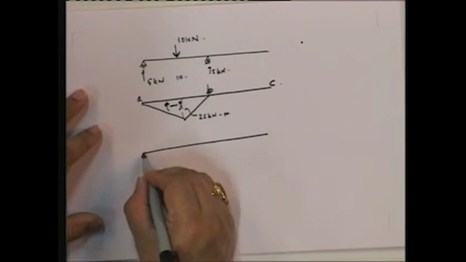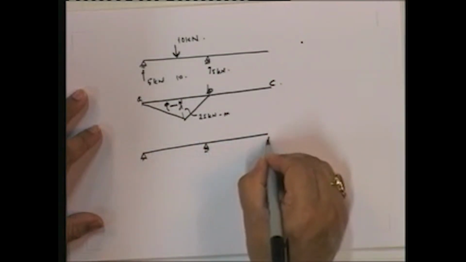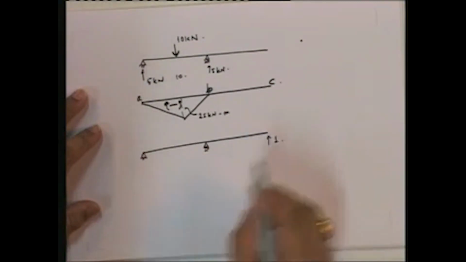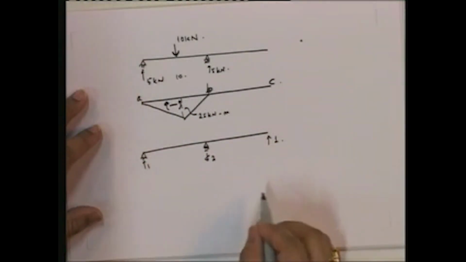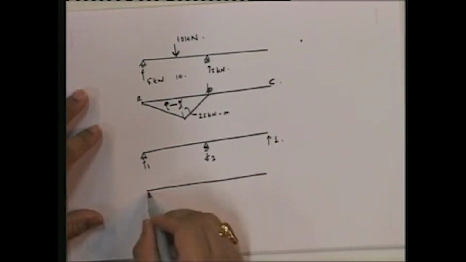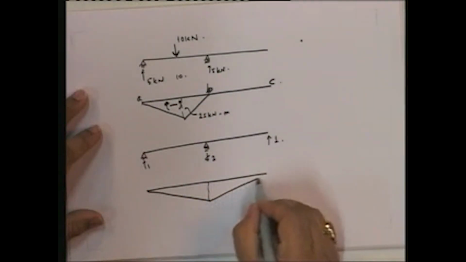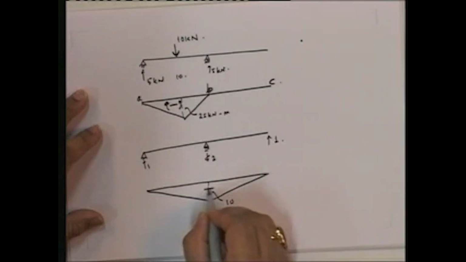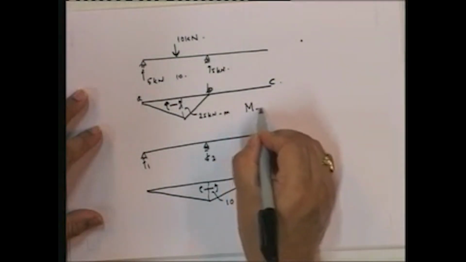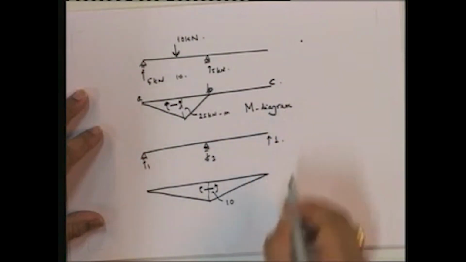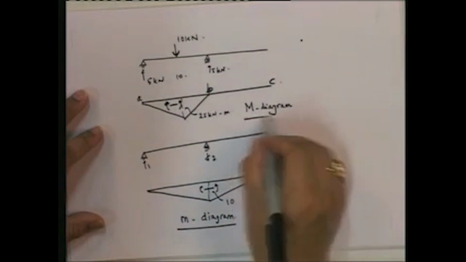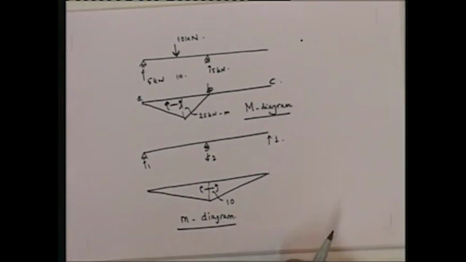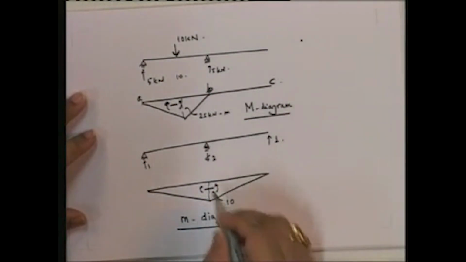What's the next one? We need to find the bending moment diagram for a virtual load, because we need to find the displacement at this point. When you find this out, you will see that this is equal to 1 and this is equal to 2, and the bending moment diagram is going to look like this. So this is my M diagram, and this is my small m diagram.